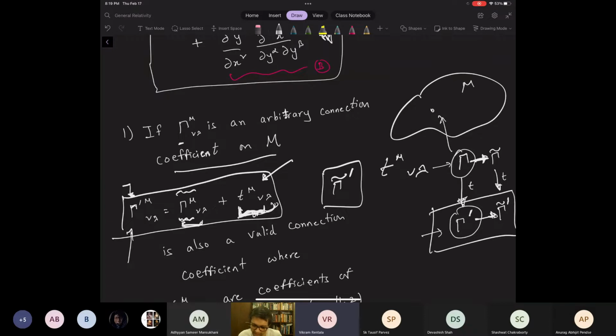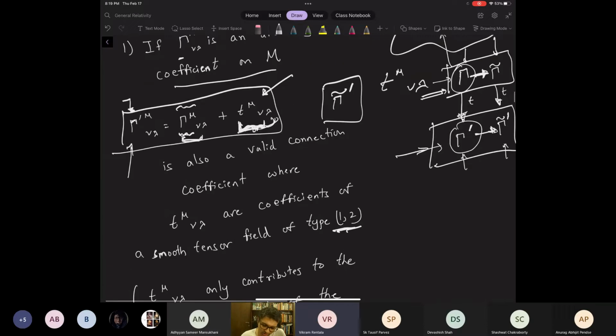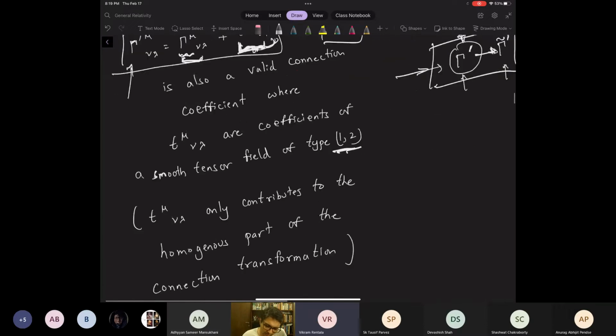So this is a different set of connections. This is in one basis and this is in another basis. But these two are inequivalent connections. They are different connections and they differ by a tensor. So if I have a smooth tensor field of type 1, 2, starting with one connection, I can always generate for you some new connections.